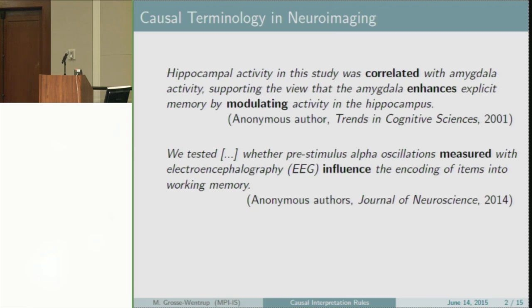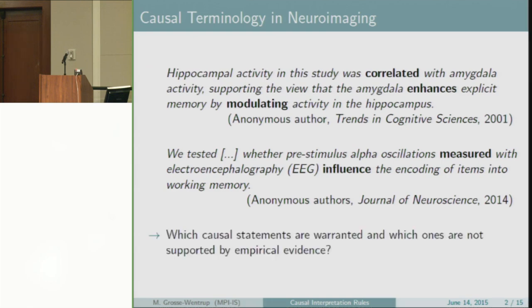That's the first thing. And the second thing is that people all know that correlation does not imply causation. But in the discussion sections, we often see that people believe that somehow, maybe sometimes it actually does. So here, the authors start off with observational language, correlated, and then they move on to causal terminology. And here again, oscillations measured, and then the result is that something influences something else. Yeah? So we started wondering, is that actually allowed, or when is it allowed? So this presentation is about which causal statements are warranted and which ones are not supported by empirical evidence.